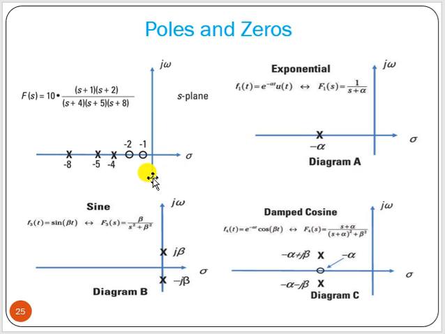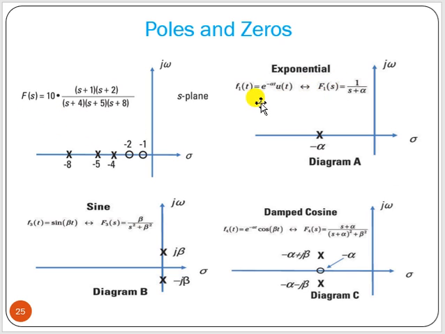Now say some pole-zero locations. So this is a function where we have zeros at s equal to minus 1 and minus 2, and poles at minus 4, minus 5, minus 8. And another zero should be there at infinity because we have 3 poles and 2 zeros. So another zero should be there at infinity.